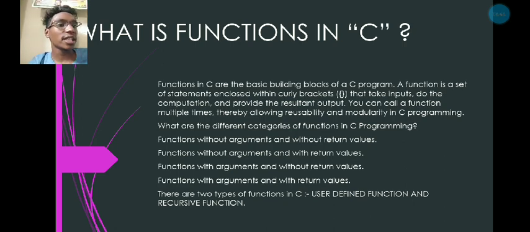What are the different characteristics of functions in C programming? There are four kinds: function without argument and without return value, function with argument and without return value, function without argument and with return value, and function with argument and with return value. There are two types of functions in C: first, user-defined functions, and recursion functions.